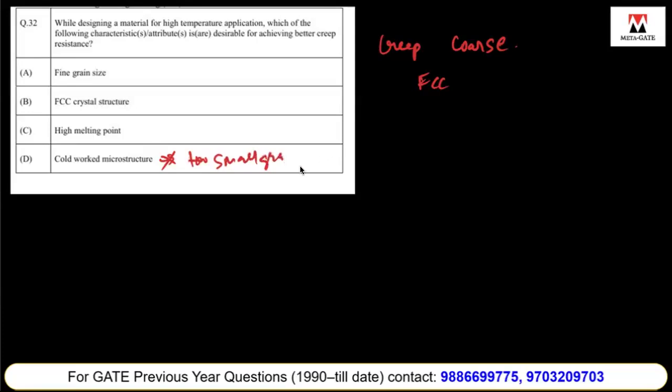Small grain size means more number of boundaries. More number of boundaries causes grain boundary sliding, so it decreases the creep resistance. So fine grain size is also not required.